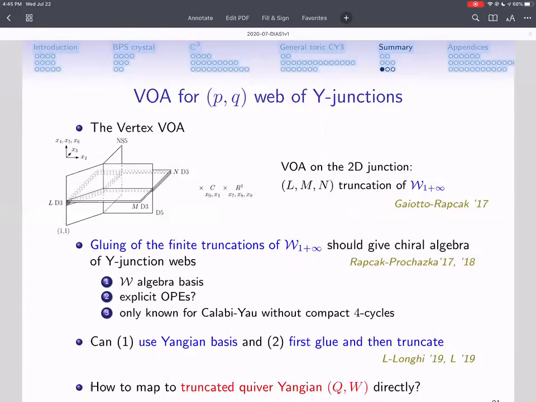So then the question is how to truncate this. In particular, find all the possible truncations of the Quiver Yangian. That's something we're currently working on. Thank you. Yeah, in general, it's not supersymmetric, but maybe for some special cases.